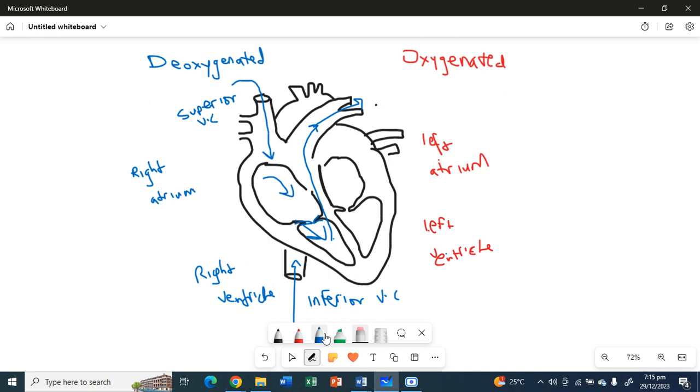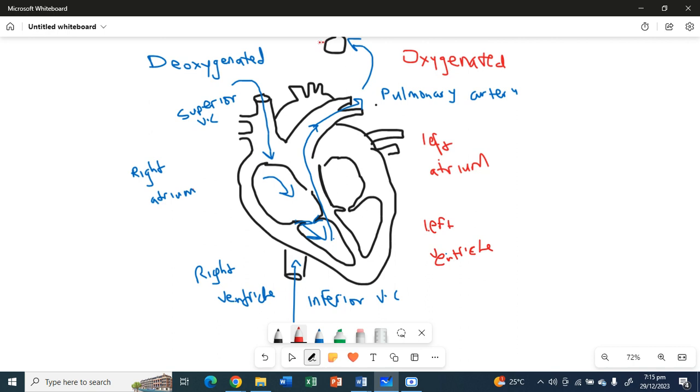Let me put it here, pulmonary artery takes the deoxygenated blood to the lungs. Once the blood reaches the lungs, maybe I'll just put a black circle here to represent the lungs. Once the deoxygenated blood reaches the lungs, the carbon dioxide leaves the blood and we breathe it out, and the oxygen enters the blood because we breathe it in.